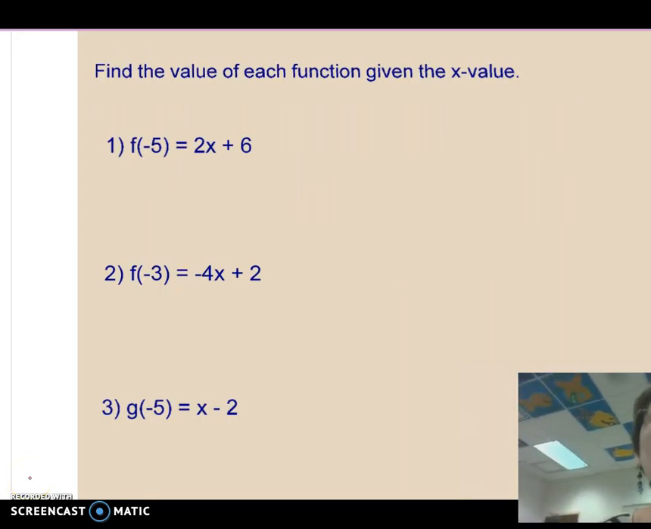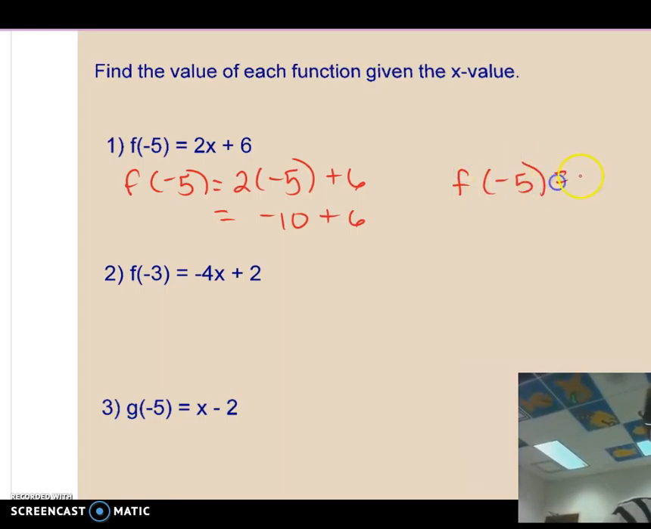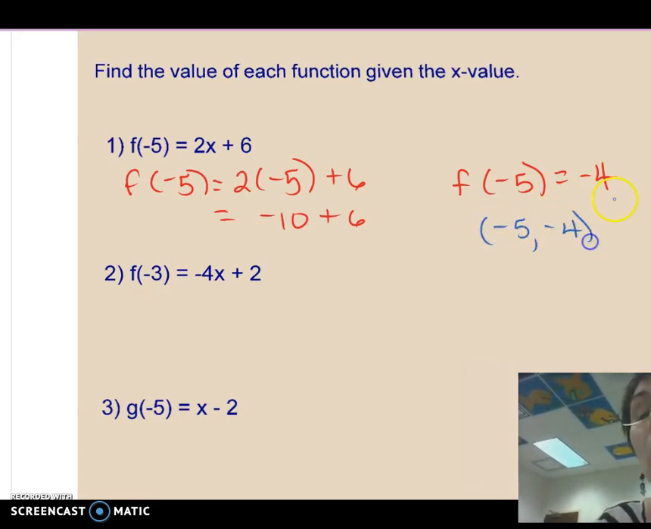So now we're going to try the next example. Here we have a function and we're going to solve for y when x is negative 5. So we're finding f of negative 5. f of negative 5 is 2 times negative 5 plus 6. So that's negative 10 plus 6. So f of negative 5 equals negative 4, and our ordered pair is going to be negative 5 for our x value and negative 4 for our y value.